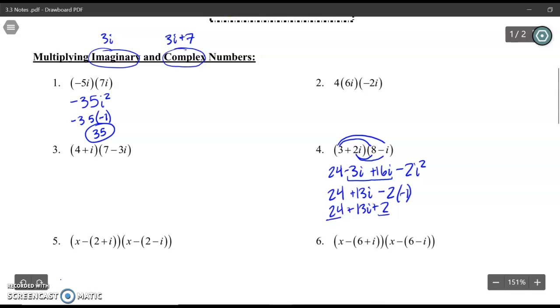Now I can combine the 24 and the 2. I'm just left with 26 plus 13i. That's going to be my final answer. So rule of thumb, just make sure you're always distributing correctly, and make sure you always replace your i squareds with the negative 1.